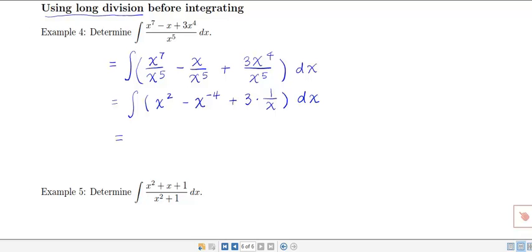So according to the power rule, the antiderivative will be x cubed over 3 minus x to the -3rd power divided by -3. So we change that to a plus sign. Plus 3 times ln of absolute value of x plus c. And we are done.